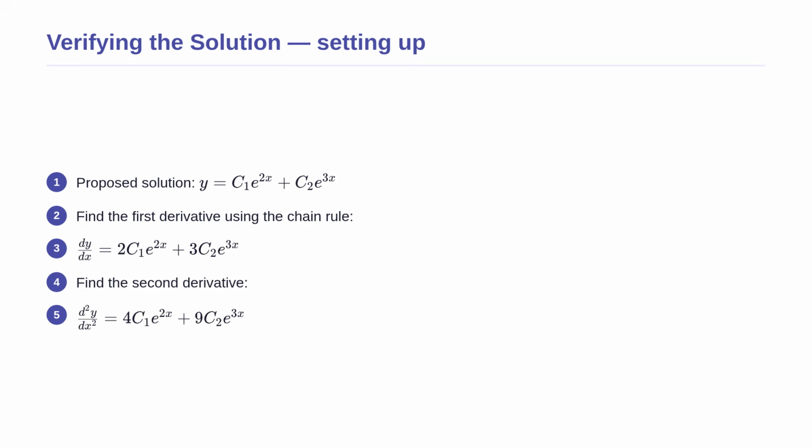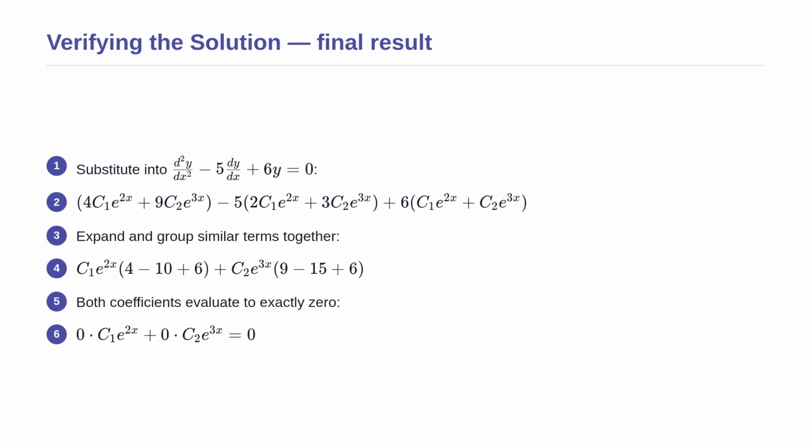First, we need to find the derivatives of our proposed solution. Using the chain rule, we find the first derivative by bringing down the 2 and the 3 from the exponents. Then, we take the derivative again to find the complete second derivative. This sets us up perfectly for the final substitution step. With our derivatives calculated, we are ready for the final mathematical reasoning.